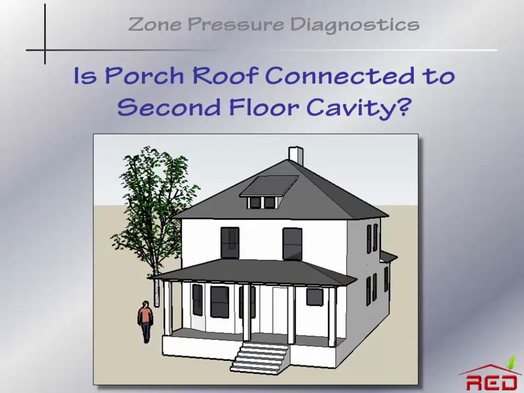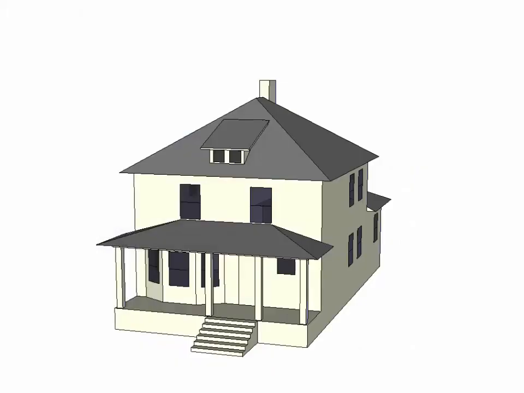Here's a case of a porch on a house, probably a Victorian house. And the question is this: is the porch ceiling roof cavity connected to the second floor cavity of the house? I'm going to give you a little better view of this.